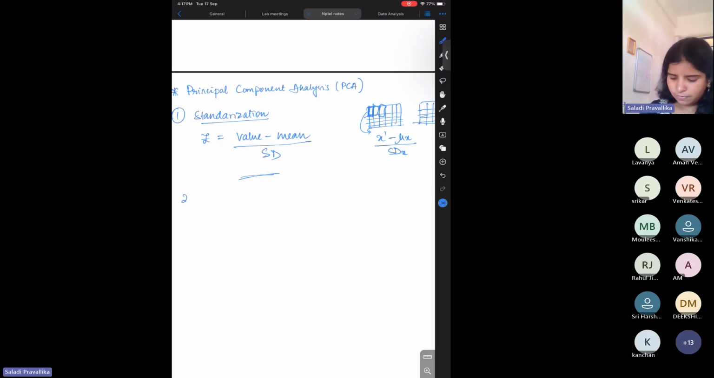Yeah, so that is the first step. The second step is covariance matrix computation. So, do you guys remember the covariance formula, or is it long forgotten somewhere in the woods?